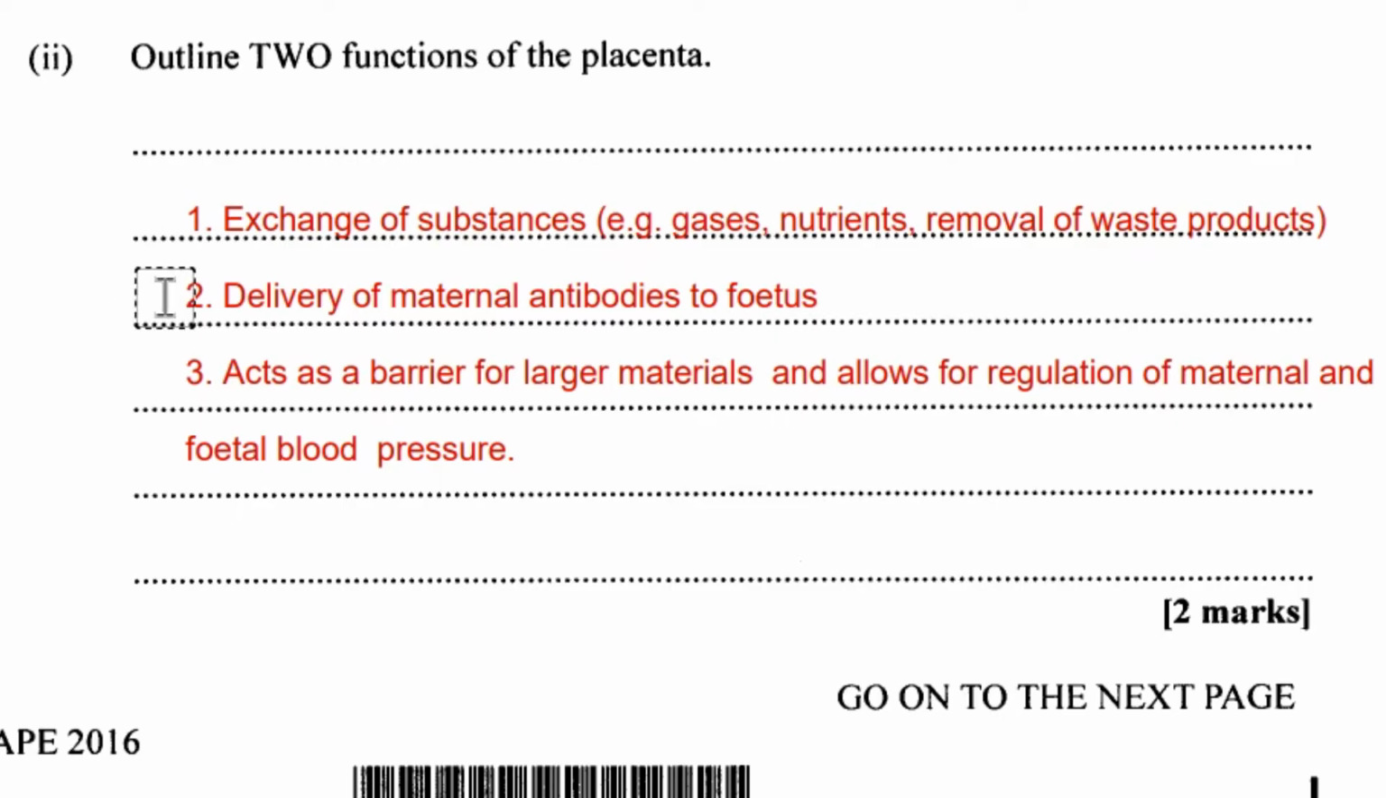2, the delivery of maternal antibodies to the fetus. This would enact natural passive immunity, so that this is kind of like to kickstart the fetus's immune system. And 3, it acts as a barrier for larger materials and allows for regulation of maternal and fetal blood pressure. Larger materials would be like hormones. You don't want hormones from the mother going into the fetus's bloodstream.